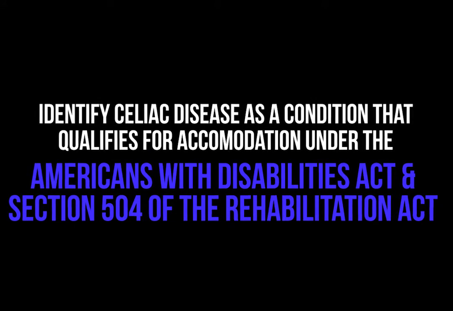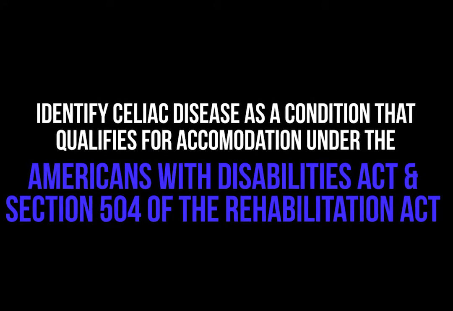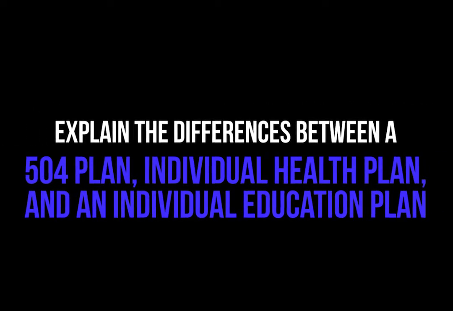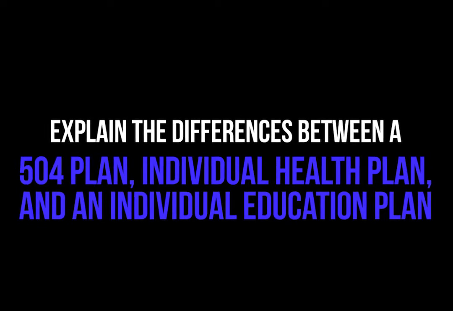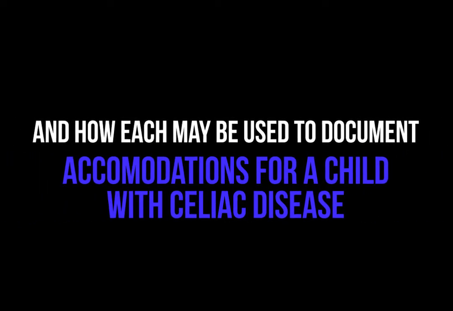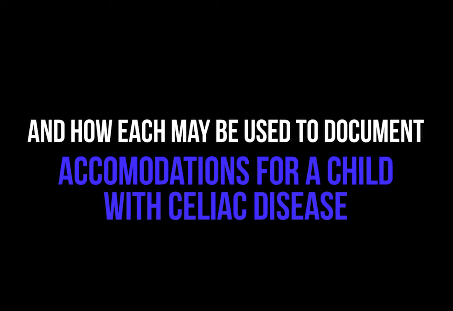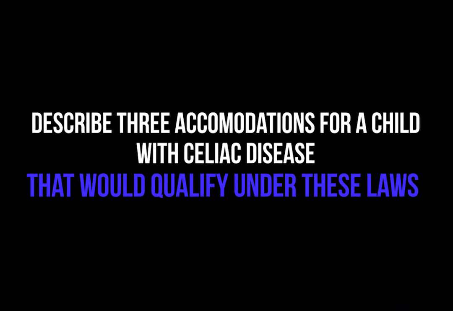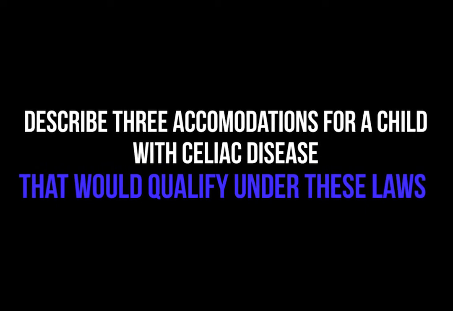accommodation under the Americans with Disabilities Act and Section 504 of the Rehabilitation Act. Explain the differences between a 504 plan, individual health plan, and an individual education plan, and how each may be used to document accommodations for a child with celiac disease. Describe 3 accommodations for a child with celiac disease that would qualify under these laws.